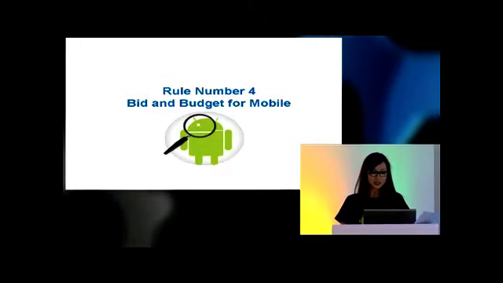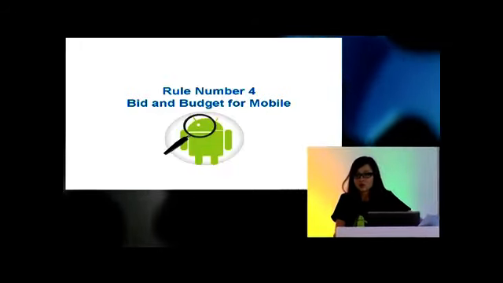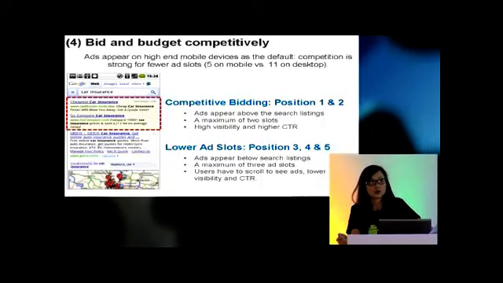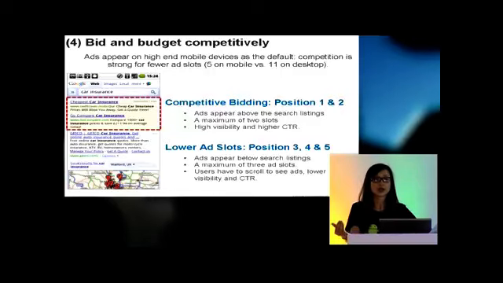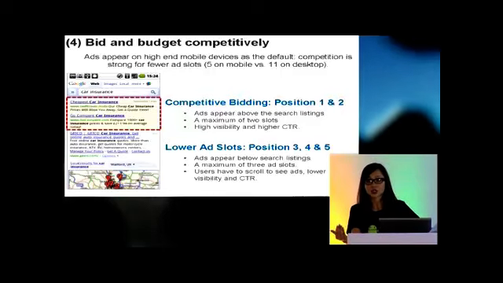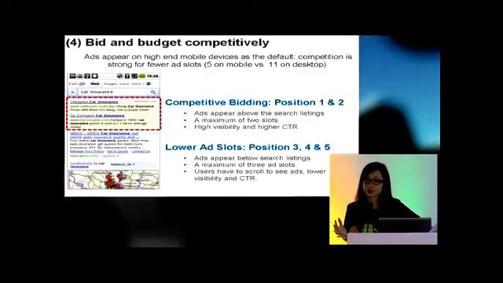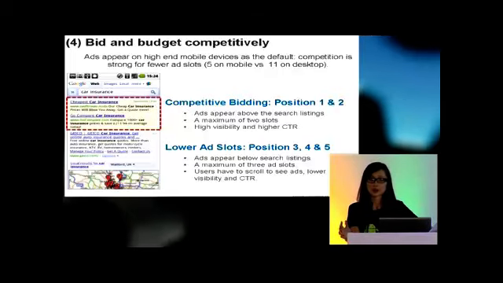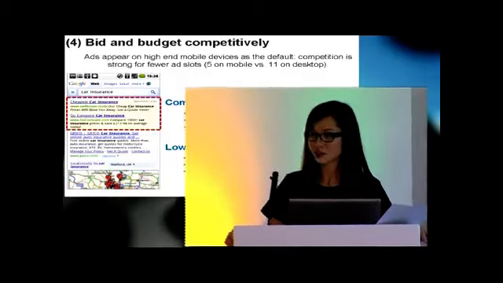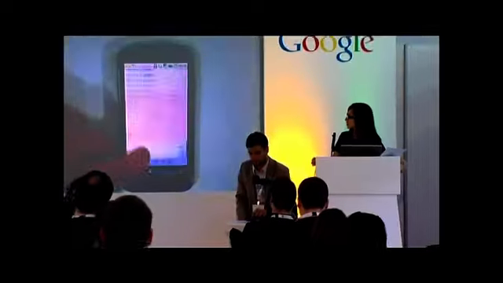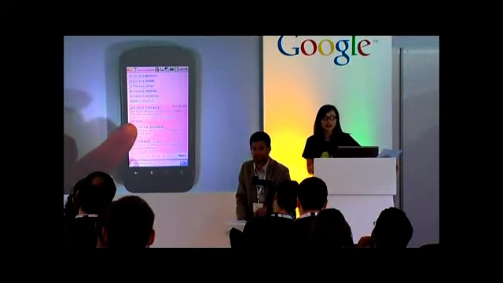Bidding and budgeting, number 4. We recommend when you're starting off with a new mobile campaign to initially bid quite competitively to be able to get those first 2 spots. There are a total of 5 ad spots on mobile as opposed to the 11 on desktop, which Luke is now going to demonstrate. There's the 2 at the top, and if he scrolls down, there we go, there's the 3 at the bottom.